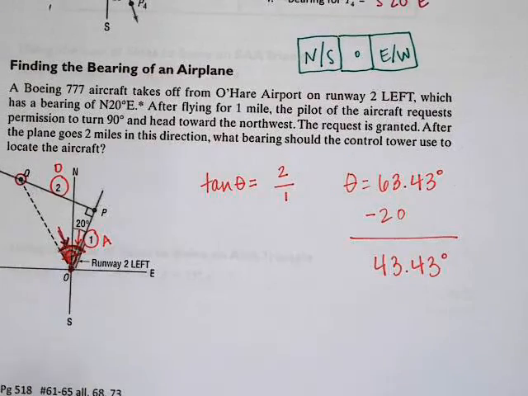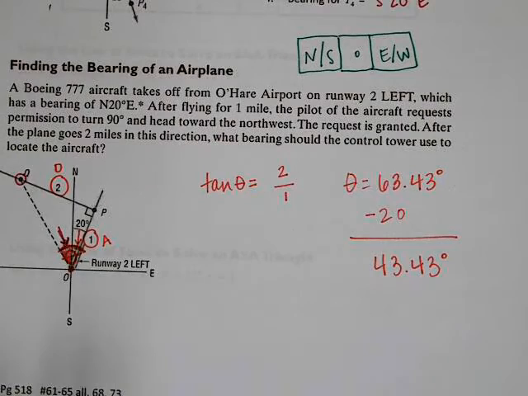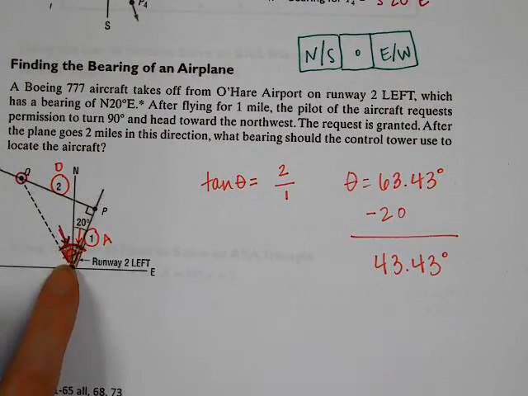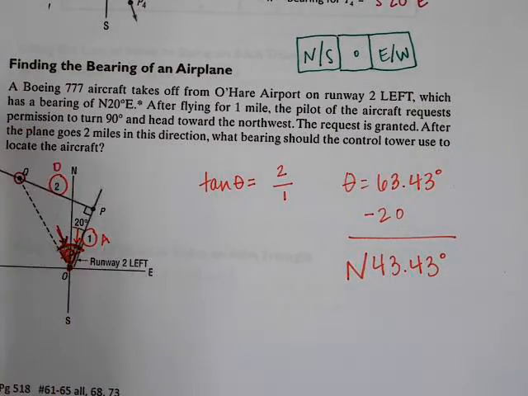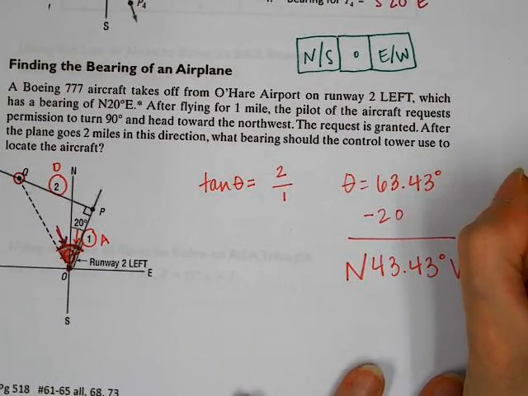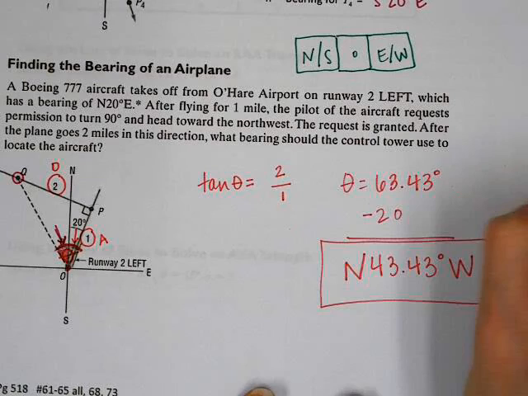Okay, but now we got to say what direction. So from here to here, we're definitely headed north. So put an N for north, and we're definitely headed west. So let's put a W for west. All right, so that is your final answer.